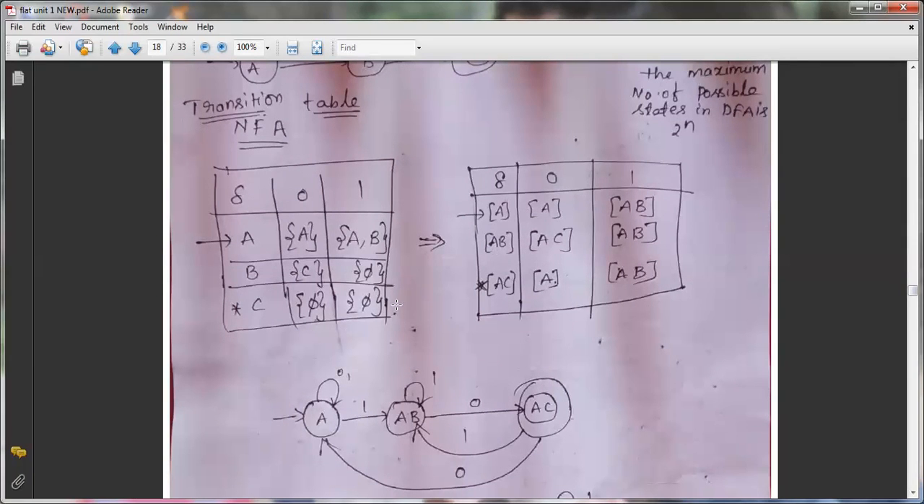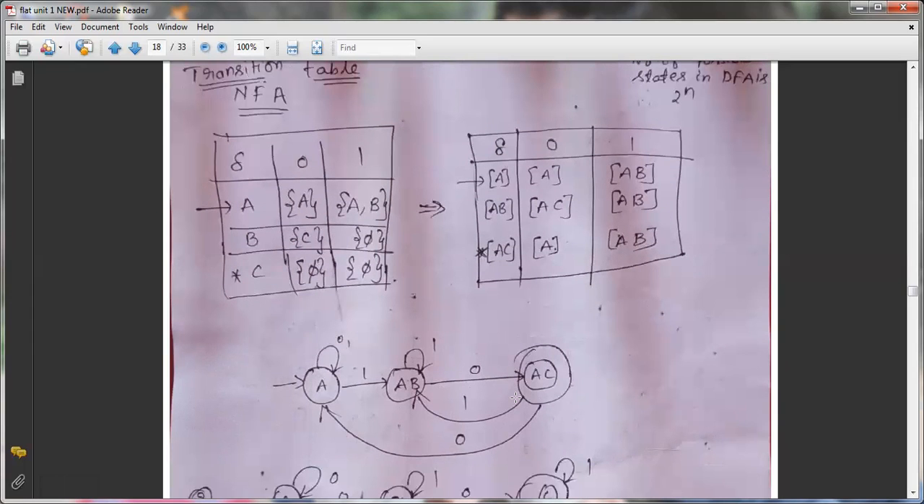So A on 0 is going to A, on 1 is going to AB. What are the states we are having? First we have to note down those states, and then after that we have to give the input symbol. AB on 0 is going to AC. AB on 1 is going to AB itself. And AC on 1 is going to AB. AC on 0 is going to A.